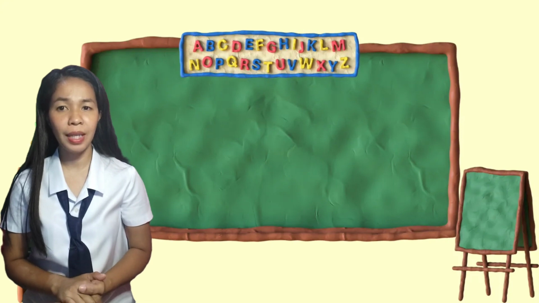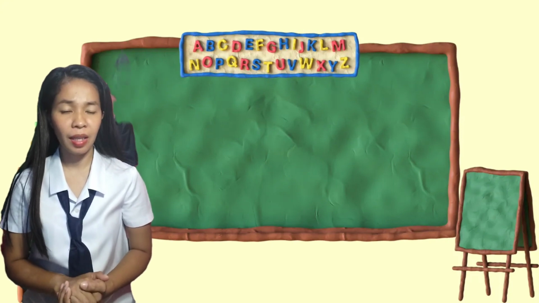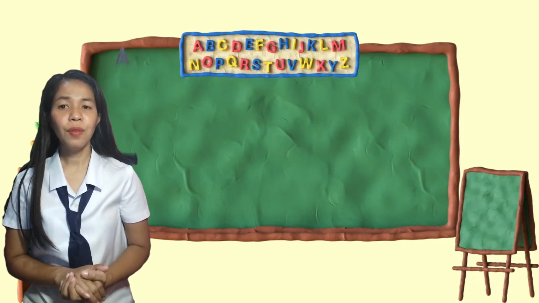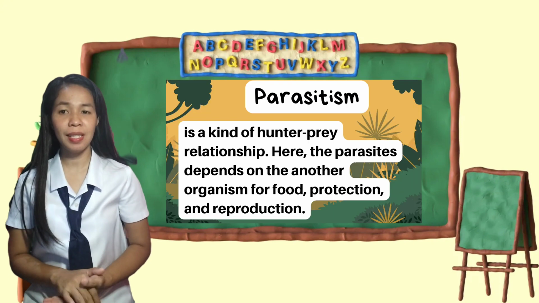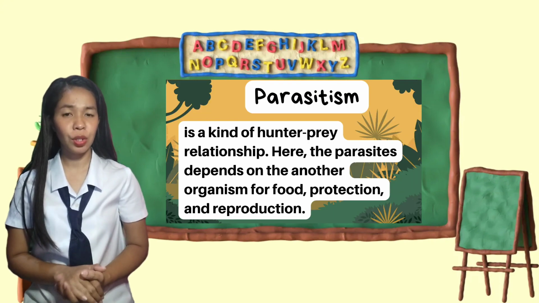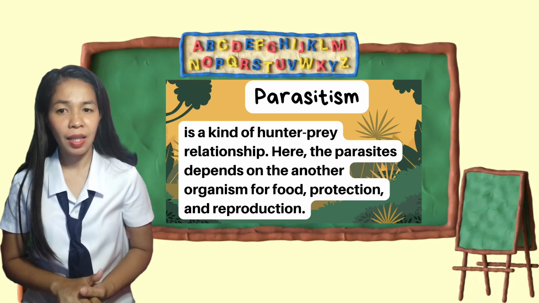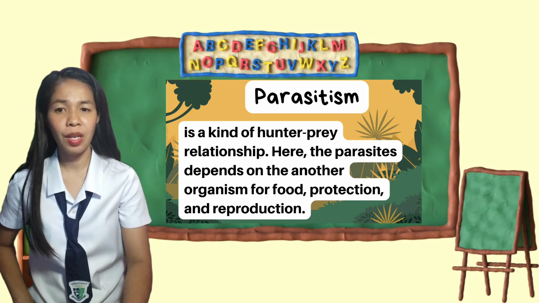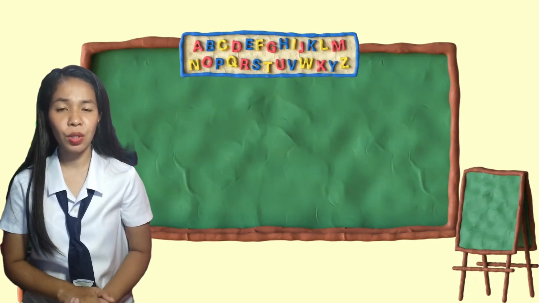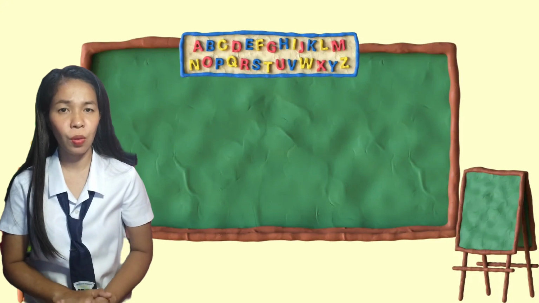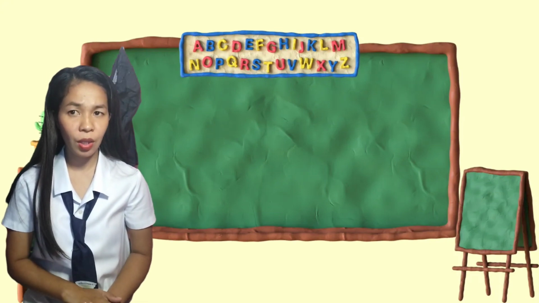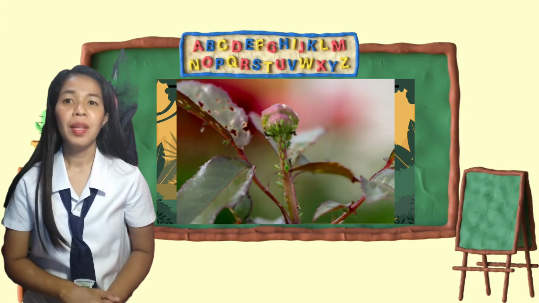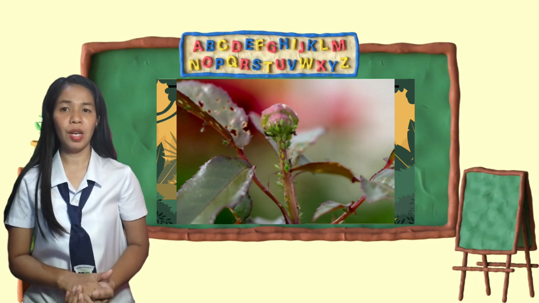Can anyone define parasitism based on the data? Yes, Fablans. Very good. You figured that out fast. So parasitism is a kind of hunter-prey relationship. Here, the parasite depends on another organism for food, protection, and reproduction. The organism that usually benefits from this interaction is called the parasite. It could be an internal or external parasite. The aphid is the parasite here, and the rose is the host of this interaction.